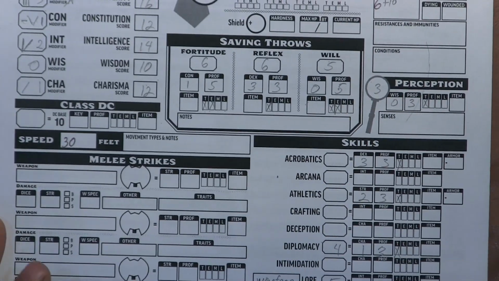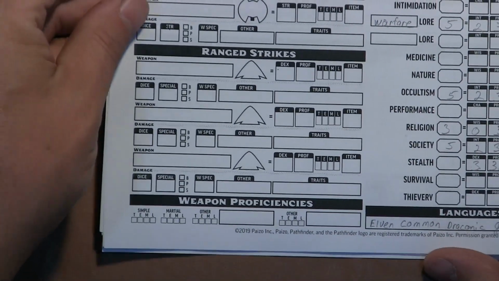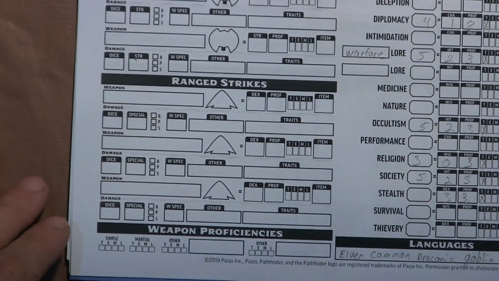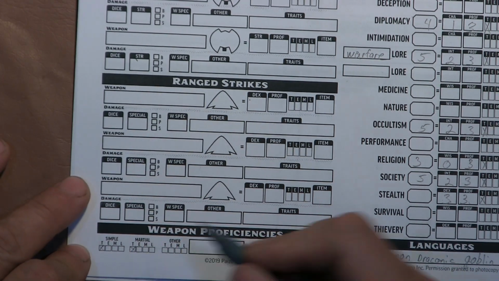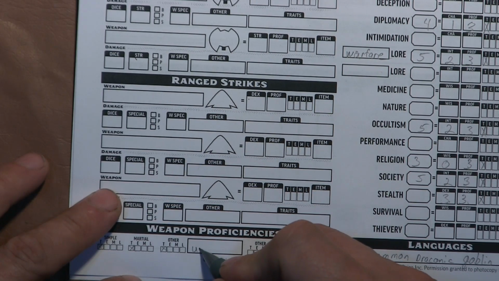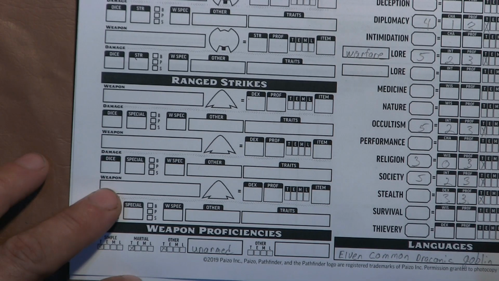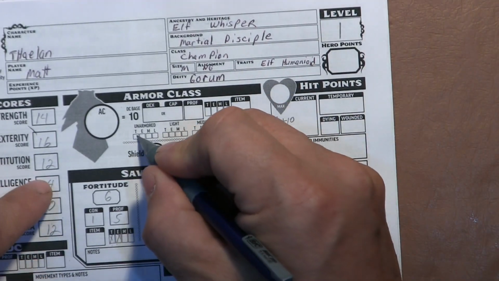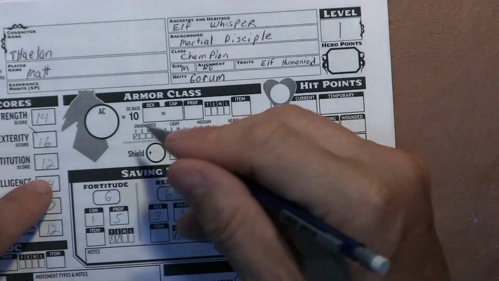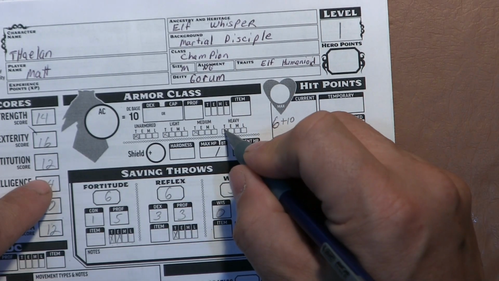Okay, so after that we go to attacks, which is where your weapon proficiencies are. Champions are trained pretty much in everything: all simple weapons, all martial weapons, and unarmed combat. They are also trained in all armors, including unarmored, medium and heavy.